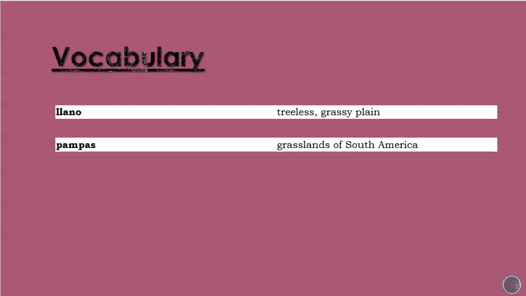The two vocabulary terms for this lesson will be llano, also pronounced llano. It's a treeless, grassy plain. It's a region in South America, as well as pampas. The pampas is a grasslands of South America, and we'll talk about both of these regions as we get into this lesson.